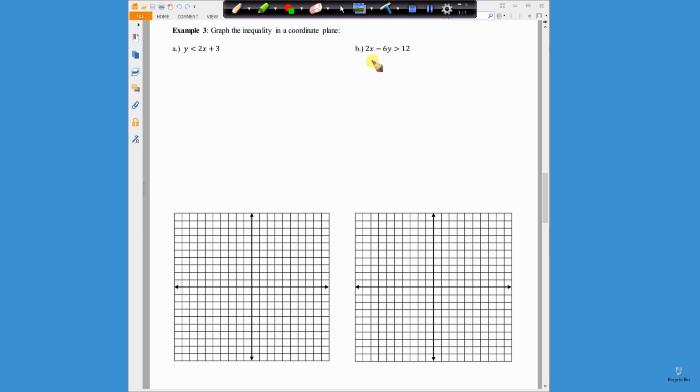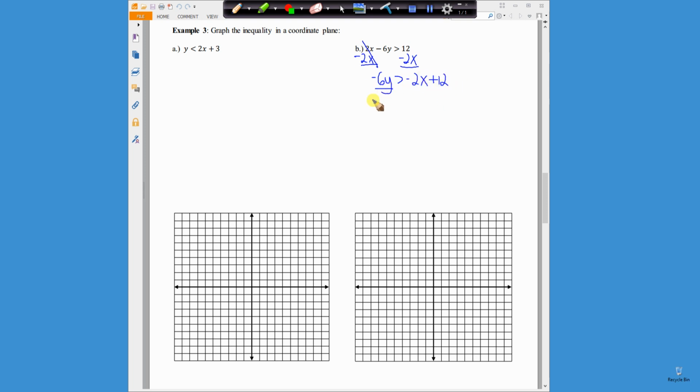Alright, so let's try another one. Step 1 is put your inequality in slope-intercept form. This is not slope-intercept form, this is standard form. So I need to first change this equation into slope-intercept form. You are experts at that by now, so I'm just going to go through that quickly.